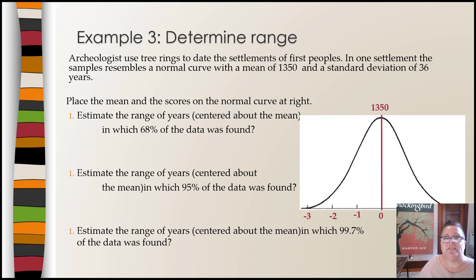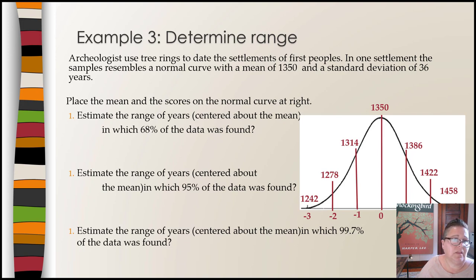I'm going to place the 1350 at the 0, and then I'm going to add 36 years for each standard deviation. So at 1 standard deviation above, I will be at 1386. At 2 standard deviations, I'll be at 1422, and at 3 standard deviations, I'll be at 1458. For the standard deviations to the left, I need to subtract the standard deviation of 36. So 1350 minus 36 is 1314. Taking another 36 away, I get 1278. And taking another 36 away, I get 1242.